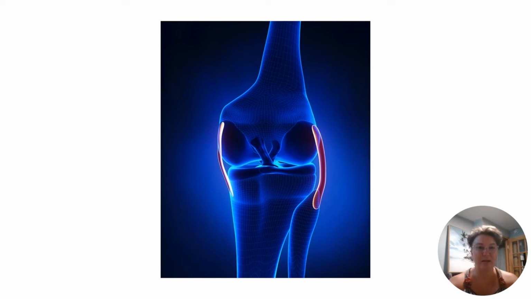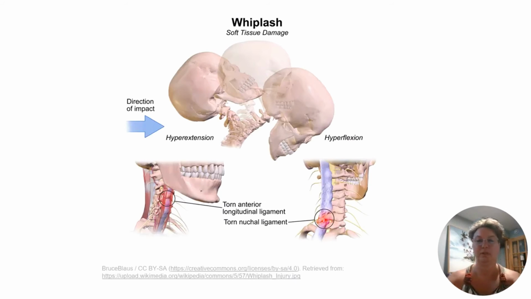The most common areas include the back, where there's lots of ligaments along the spine, the wrist, where there's lots of ligaments in the wrist, and at the elbow. Whiplash is a ligamentous injury. It's often caused by a car accident.